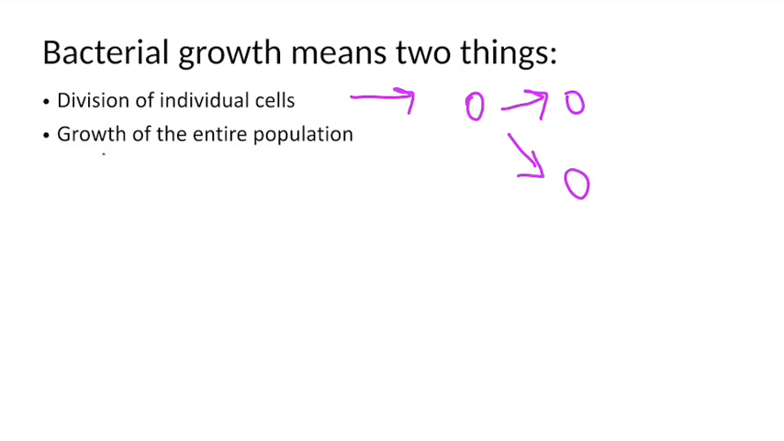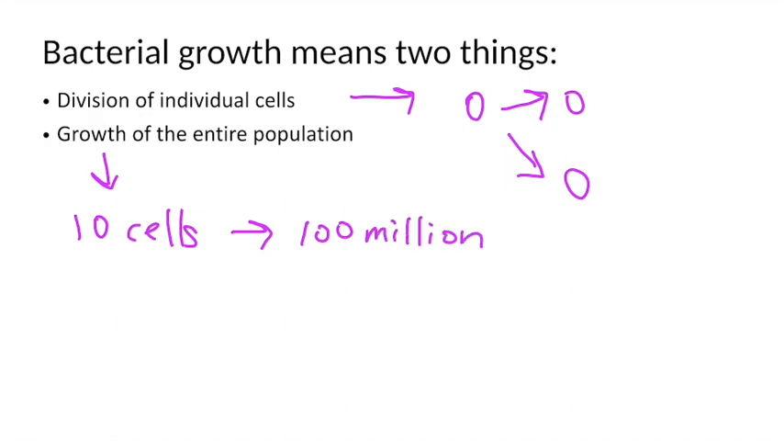And then there's growth of the entire population of bacterial cells, where we start with maybe 10 cells, and after multiple generations of growth, those become 100 million cells, or however many you have in a culture. So first, we're just going to look at the division of individual cells.